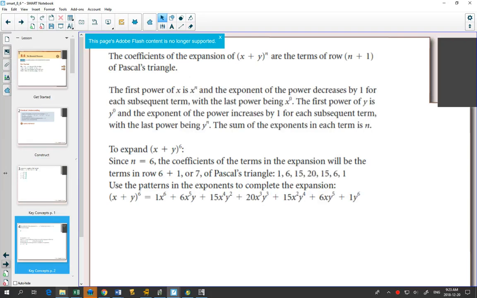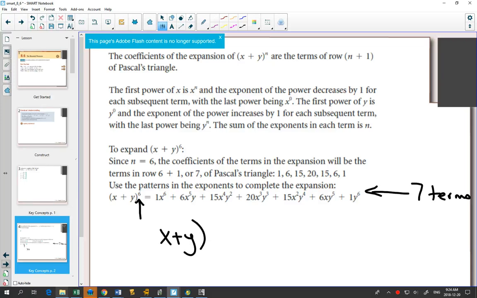So we look at some patterns. If you had to do x plus y to the 6, well, you could go to Pascal's triangle and find the numbers that would go out in front. So some important things to notice. If your power is a 6, there are 7 terms.